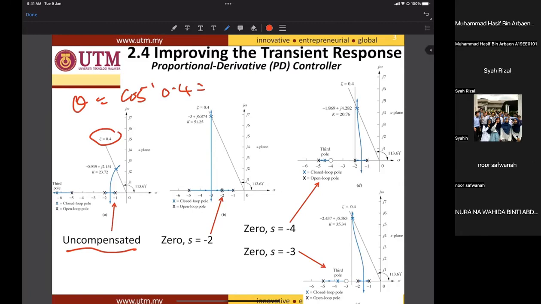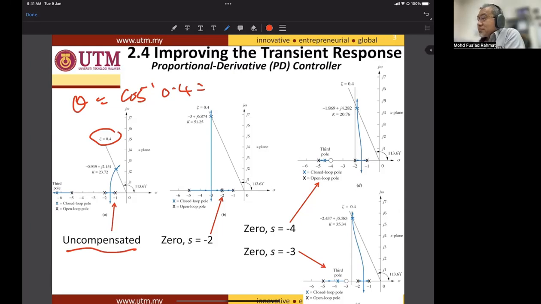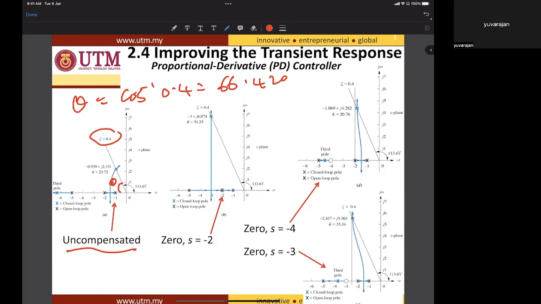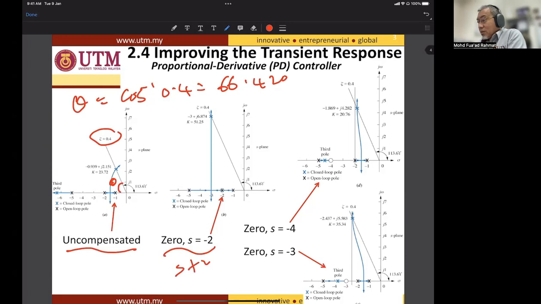Yuvarajan, are you there? Yes, doctor. Inverse cos 0.4, that is 66.42 degrees, which is over here, theta. And the dominant pole is -0.939 plus j2.151 at the gain value of 23.72. Then we introduce a zero, which is S plus 2, connected in series with the plant.